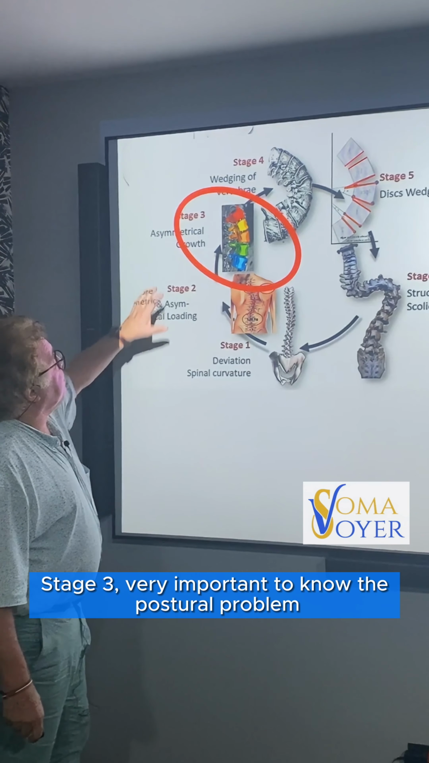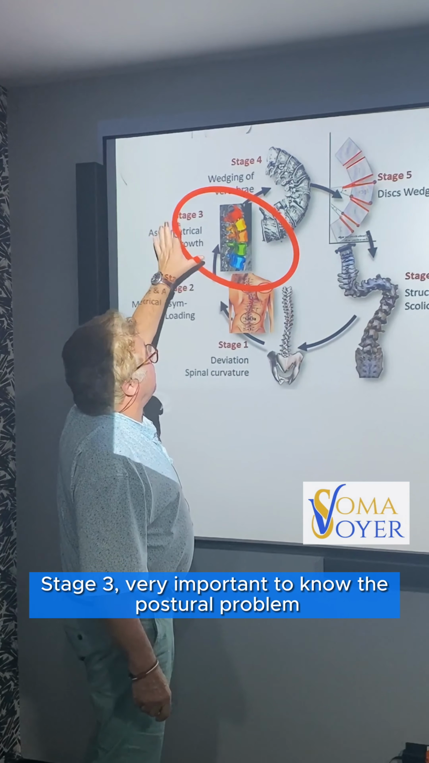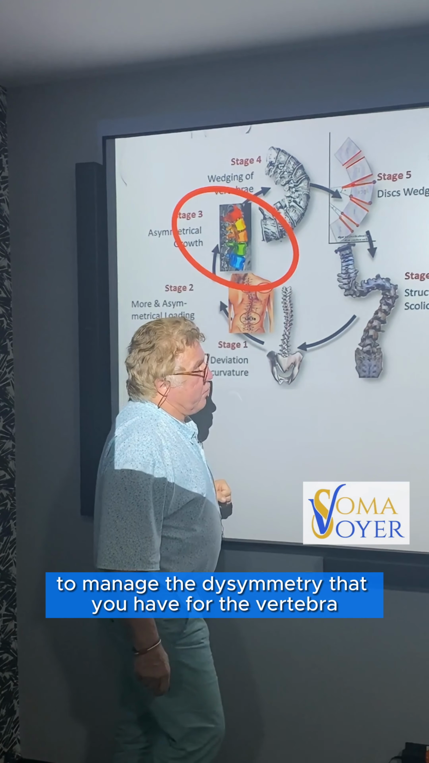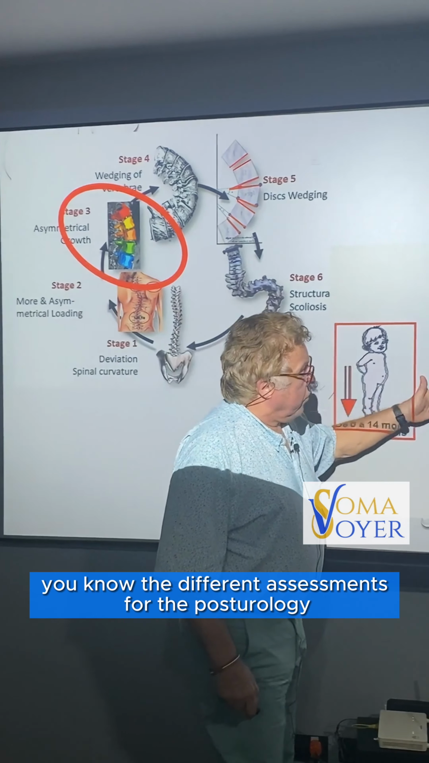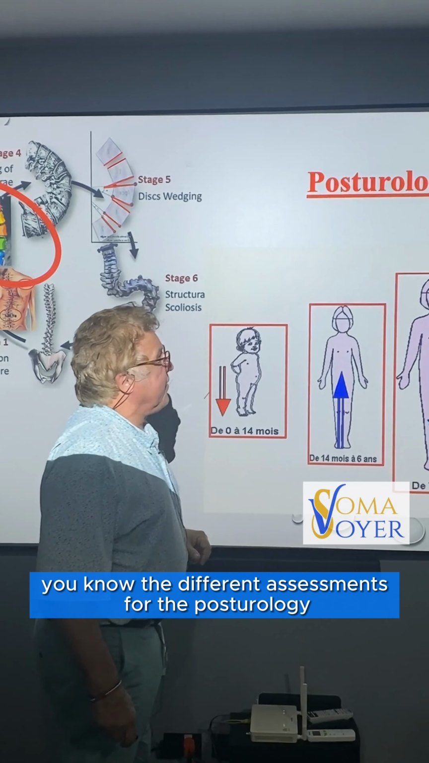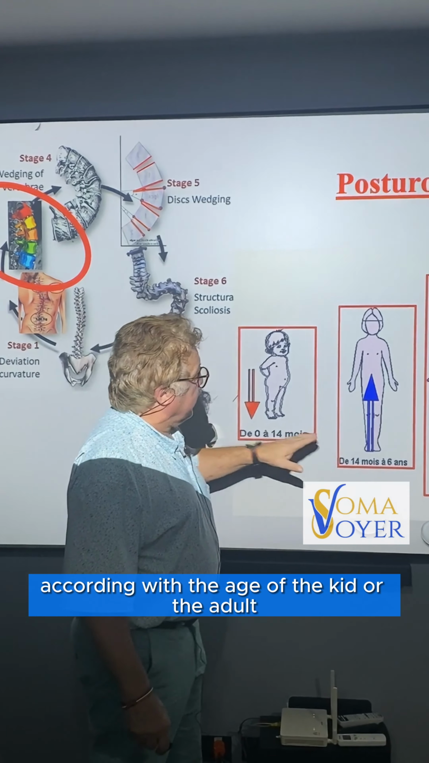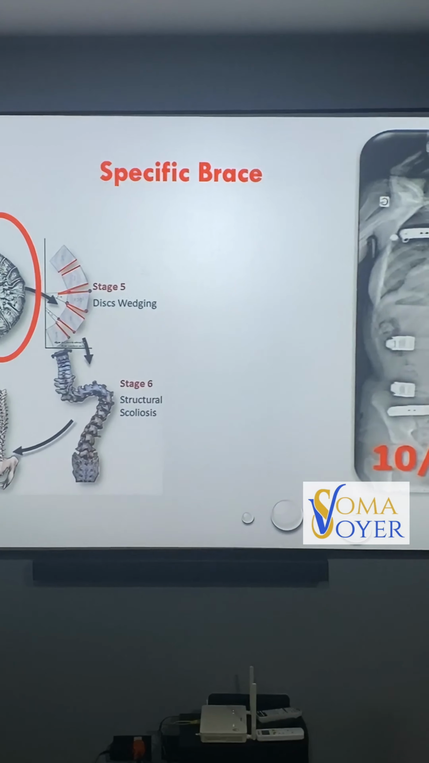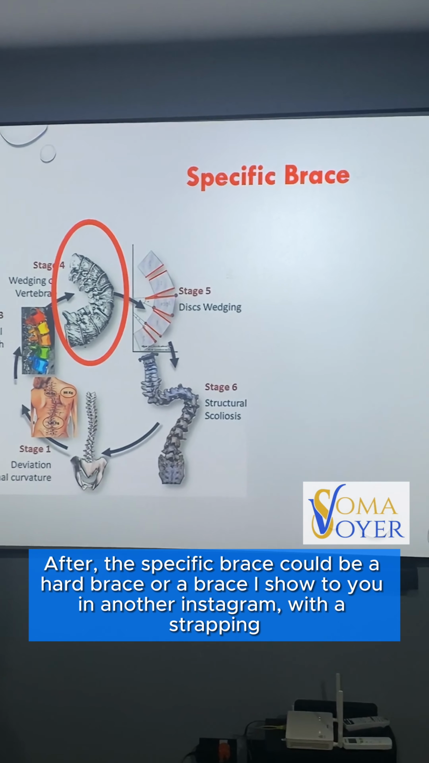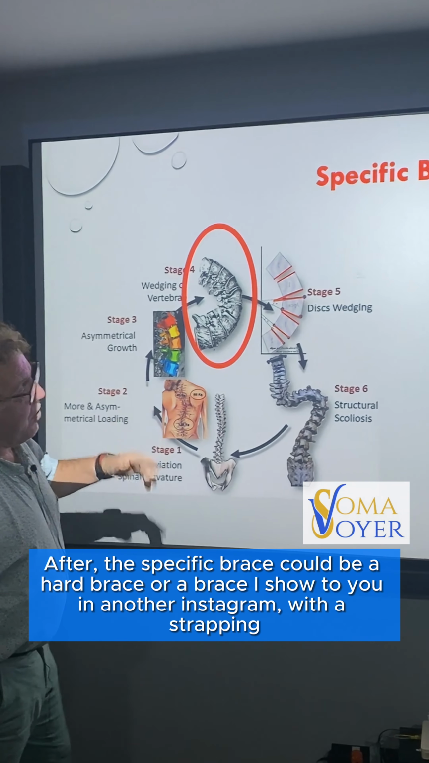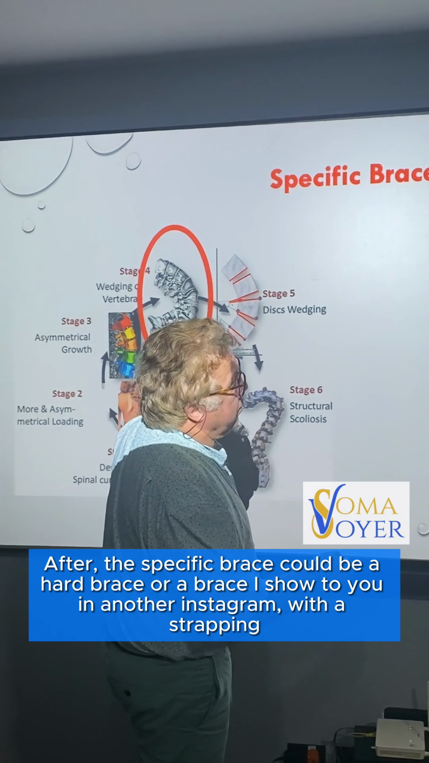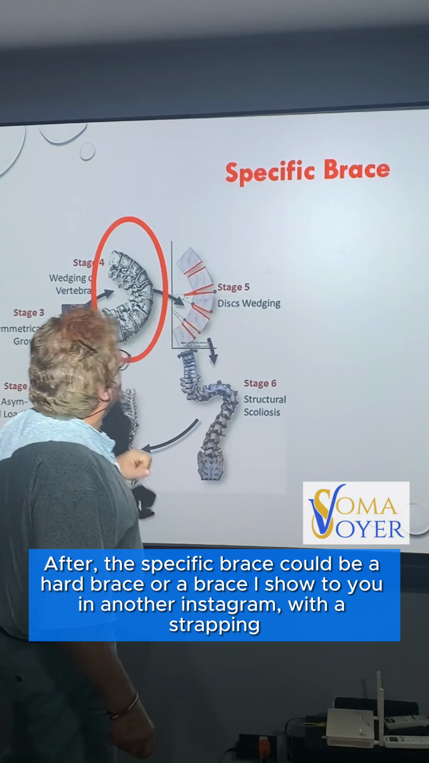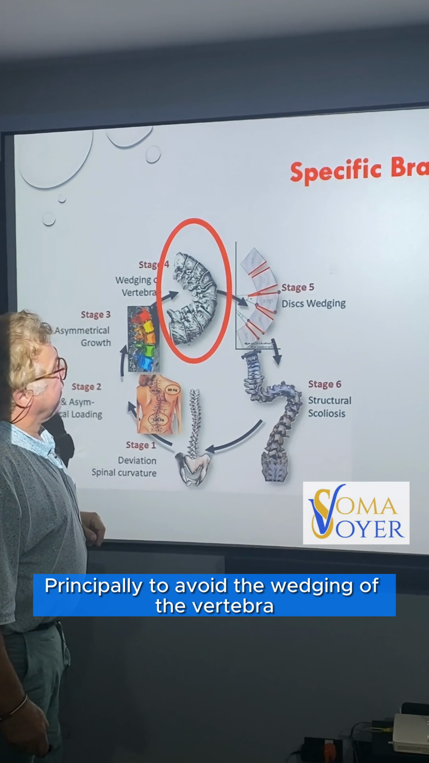Stage 3 is very important to know the postural problem, to manage the dysymmetry that you have for the vertebra. You know the different assessments for the posturology according to the age of the kid or the adult. After, the specific brace could be a hard brace or a brace that I showed you in another Instagram post, with the strapping, principally to avoid the wedging of the vertebra.